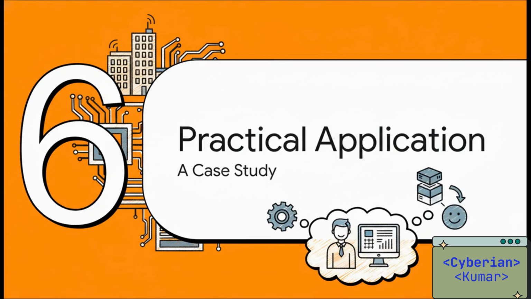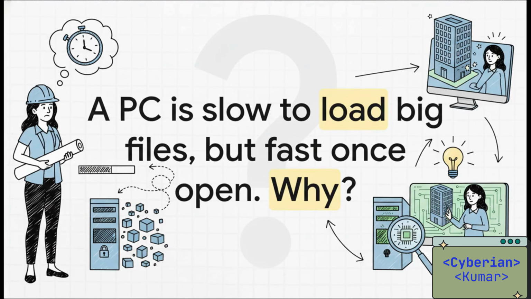Okay, so we've met the entire office team, we've toured the storage facilities, but how does any of this actually help you? Why does this matter in the real world? Well, let's put this knowledge to the test. All right, let's imagine an architect. Her computer takes forever to open up those huge 3D model files she works with. But once the file is finally open, everything is super smooth and fast. So what's going on? Which part of our digital office is the problem here?